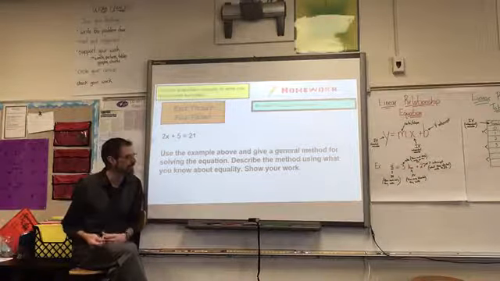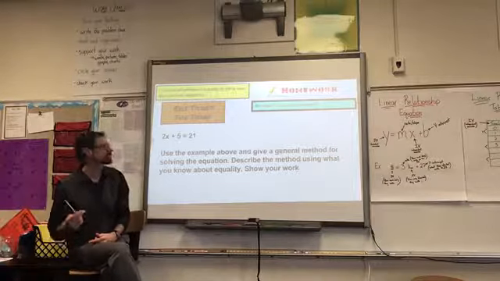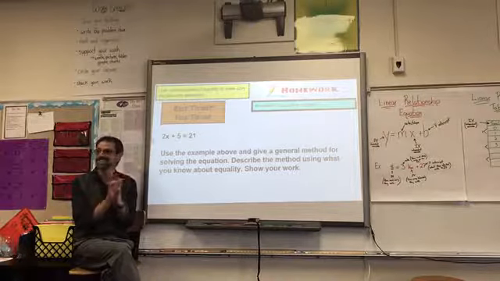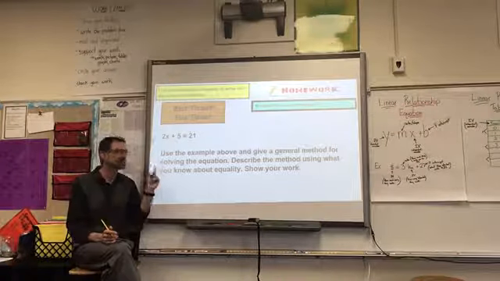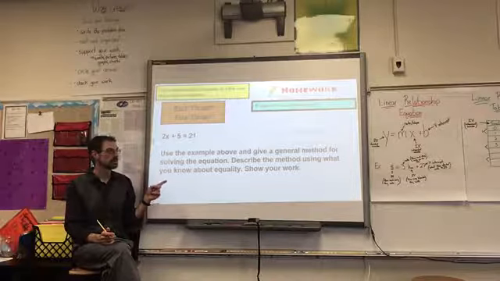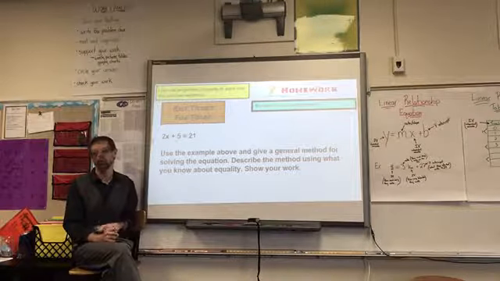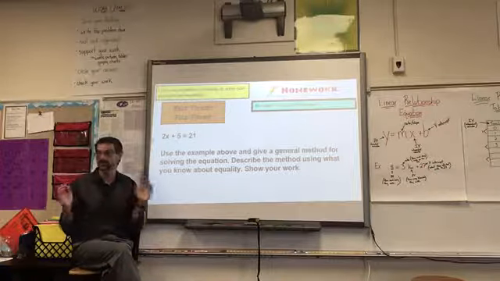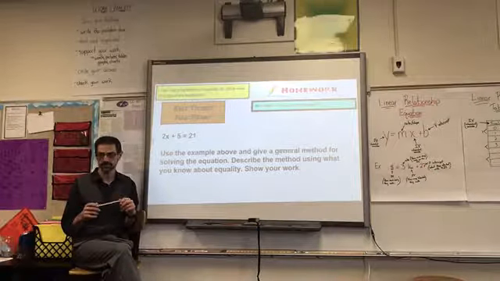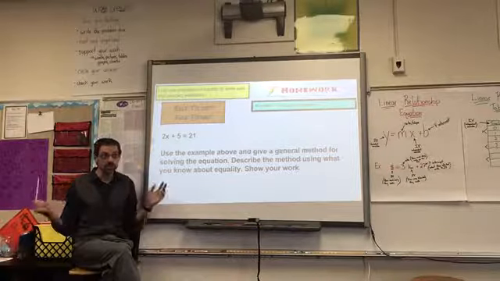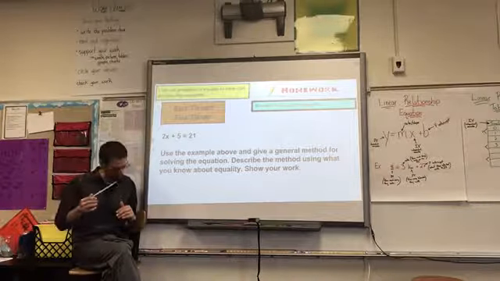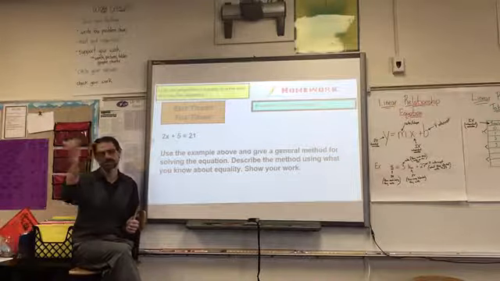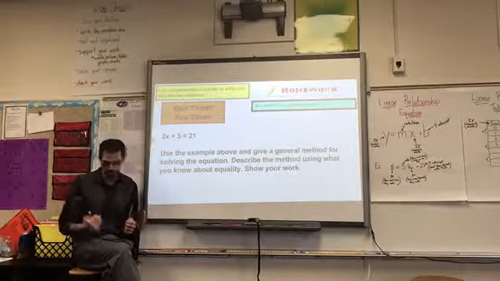Use the example above and give a general method for solving the equation. Describe the method using what you know about equality. What did you do using equality to help solve that problem? That's what I want to know. Where did you use equality in the problem? So solve it, and then say, I used equality here, and this is what I did.